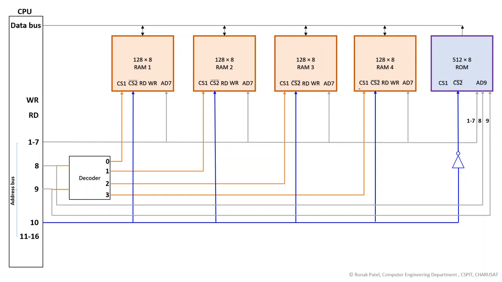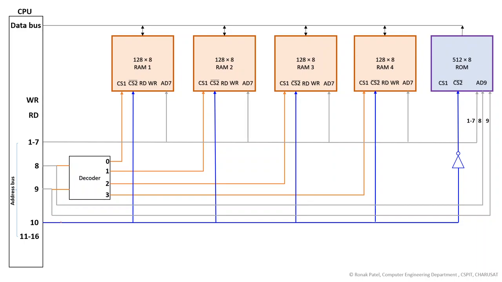Right? So for this configuration, the 10th bit is used to select between RAM and ROM. 8 and 9 are used to select between the RAMs, which RAM. Okay, if you have more RAM, more ROM, then this configuration will change. Okay, decoder size will be changed.